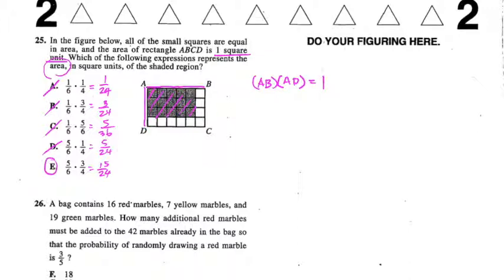Now, another way to look at this is to see that if this is 1 unit, then this is 5 out of 6. It's 5/6. This is 3 out of 4. So you're multiplying those together to get the area, 5/6 times 3/4, which is that answer.